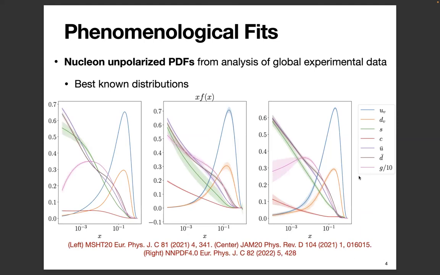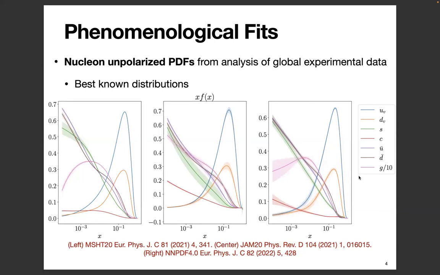These are the ones that DIS, if you just have a target and you shoot your beam at it, you're going to be sensitive to. And you see these particularly big spikes in the large x region. These are the valence distributions, where the big one is the up quark and the little one is the down quark, because there are twice as many up quarks as down quarks in the valence sector.